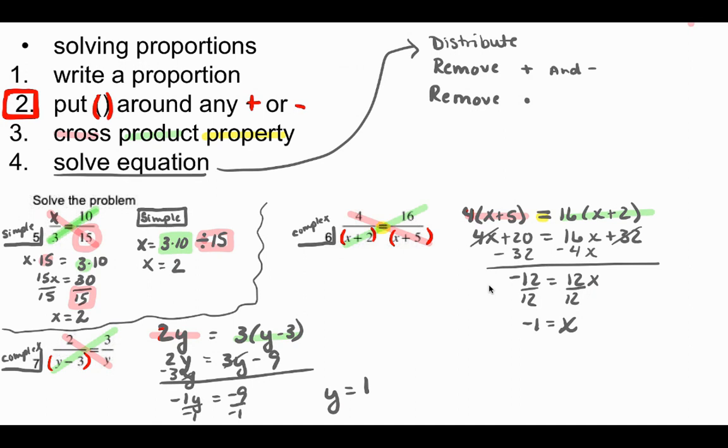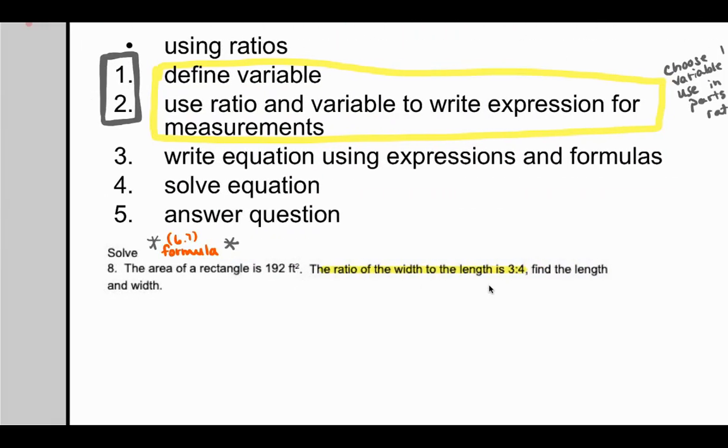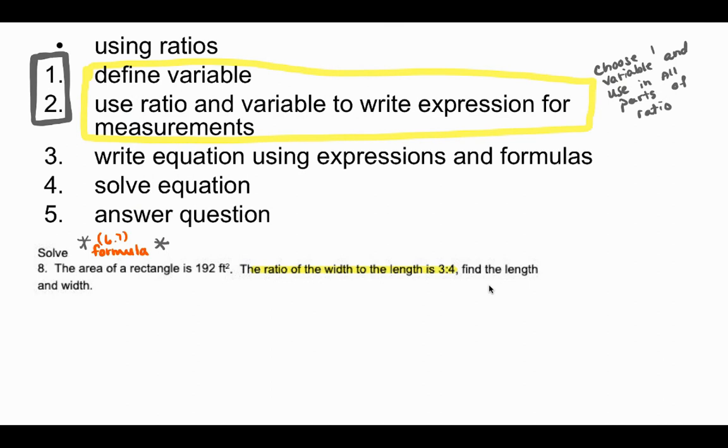Our next two examples are actually going to use ratios and proportions to solve geometric situations. So we're going to use a ratio to help us find missing measurements for an object. In this particular case, it's going to be a rectangle. We're going to use a variable and our ratio to write expressions for our measurements. We're going to choose one variable and use it in all parts of the ratio. In this particular problem, we have the area, we have a ratio of width to length, and we're supposed to find the actual width and length calculations.